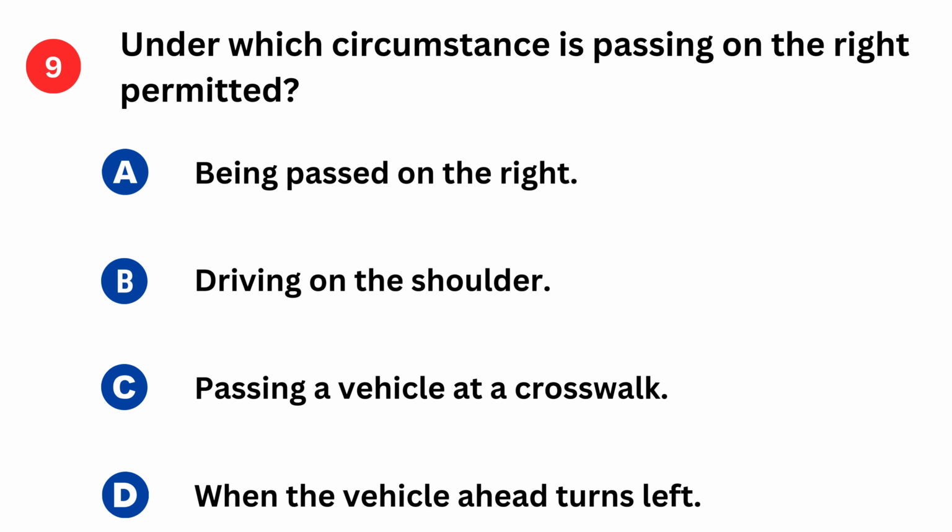Under which circumstance is passing on the right permitted? A. Being passed on the right. B. Driving on the shoulder. C. Passing a vehicle at a crosswalk. D. When the vehicle ahead turns left.